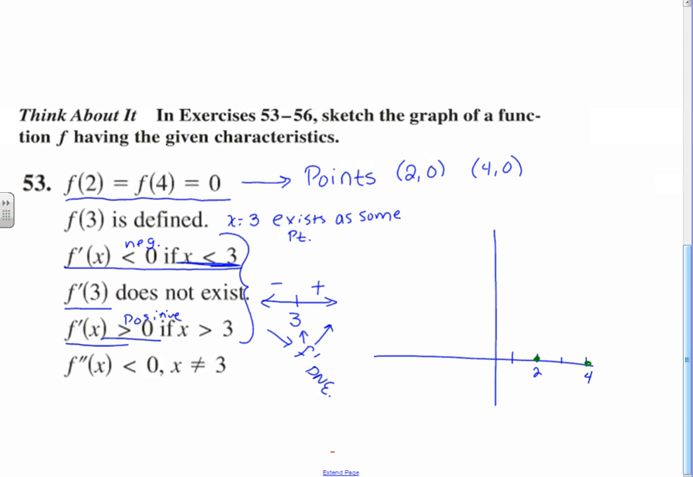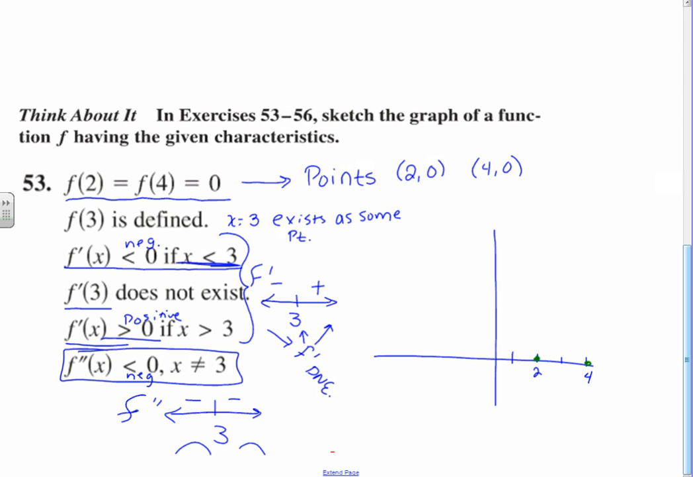And then it also tells me that the second derivative, f double prime, let's label this one f prime, f double prime, not at 3 though, is negative and negative. Right here I get less than 0, so negative, negative. Concave down around it. So what would this possibly look like?